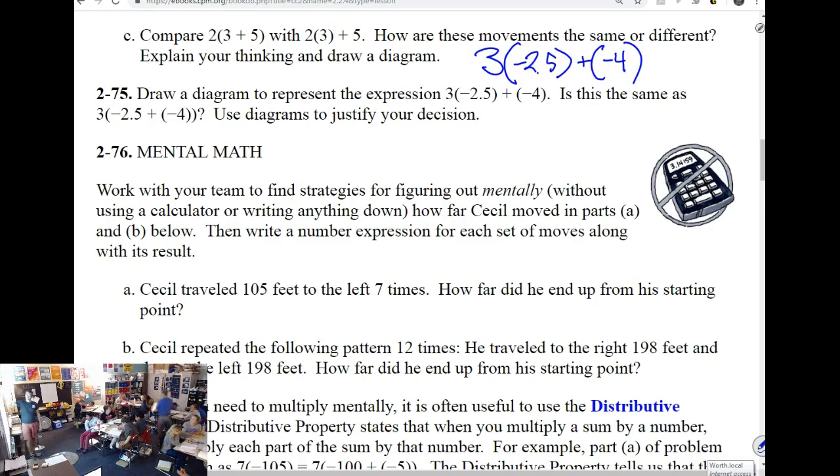plus negative 4. Wait, what number is this? It's number 75. Okay. Negative 2.5. Yes. Because you did it, dude.